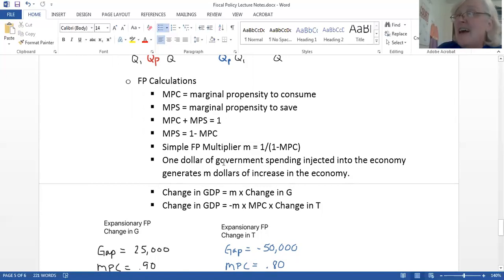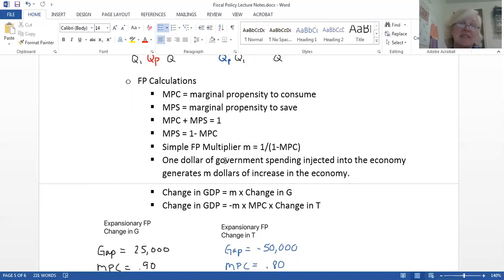Okay, now the fiscal policy multiplier. What this means is that every time the government injects money into the economy through the use of government spending or taxation, $1 that they inject into the economy does more than $1 worth of improvement to the economy. And that's a good thing, okay?